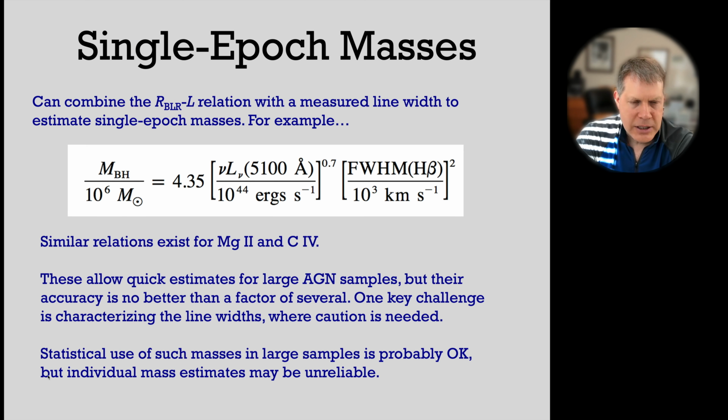But if you start focusing in too much on individual objects, then mass estimates may be unreliable, particularly if you're using a line like carbon-4, or if you're considering a system where the Eddington ratio may be very high, and so the gas may not be fully virialized. Then things can get very dangerous. So these should be used, but only with suitable introspection and caution and attention to the details of how these relations were derived and where they are indeed applicable.